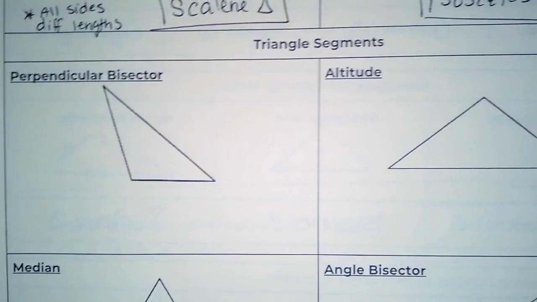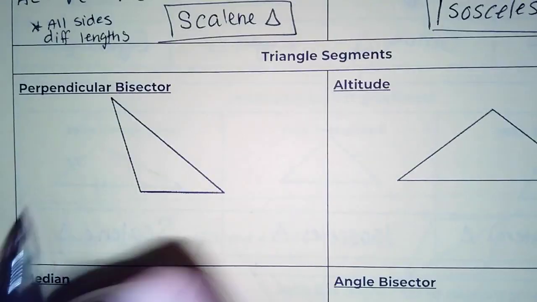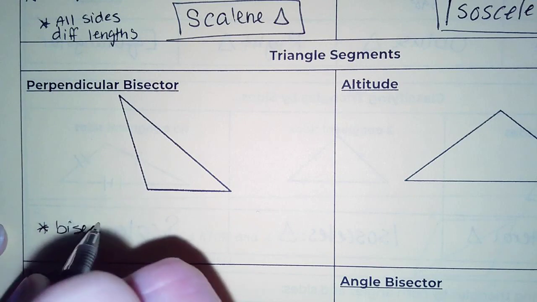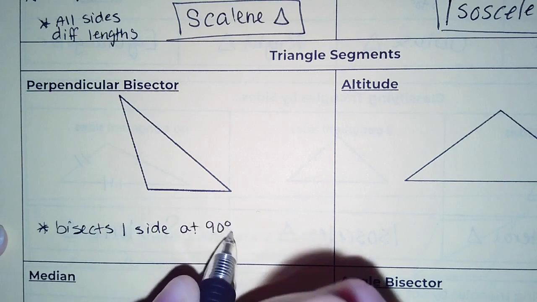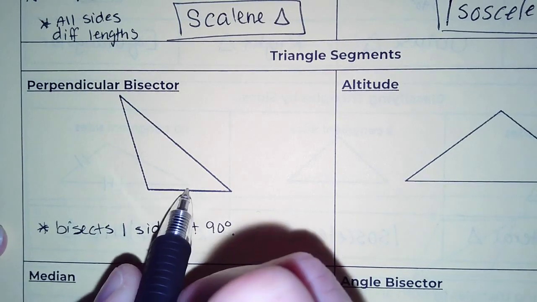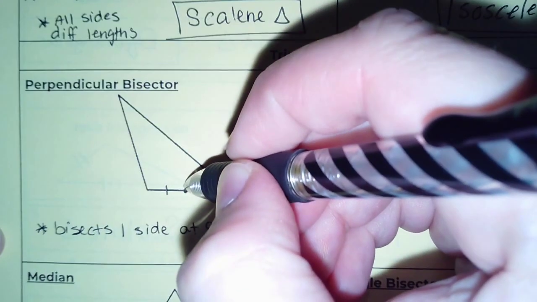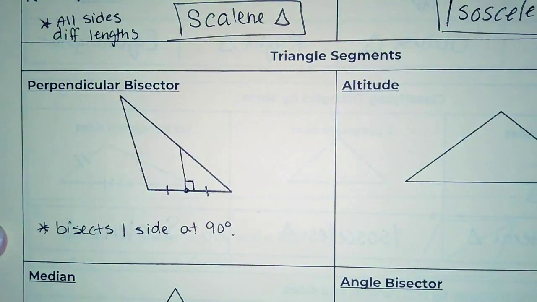Next part here is triangle segments. So we can cut our triangles in 4 different ways and find different measurements. The first being a perpendicular bisector. So what does that mean? Write down here, please. Bisects one side at 90 degrees. So bisects means it cuts it right in half. Okay, I'm going to go up to the other leg up here, and it's 90 degrees. Perpendicular bisector.